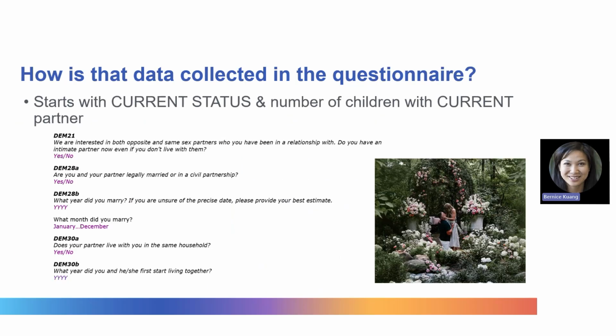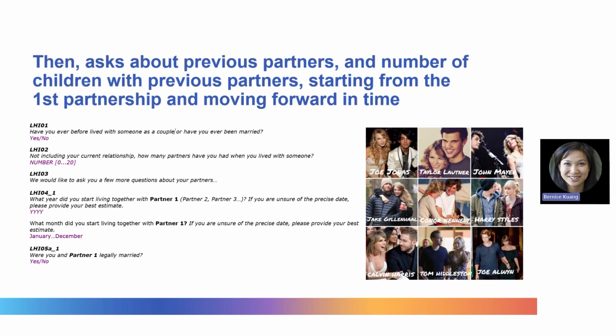First, the respondent answers questions about their current partner, if they have one, and when they moved in together, when they married, how many kids they have together, how they met. Now, after all that information about the current partner is collected, we move on to collecting historical information. The respondent then answers questions about previous partners, the dates of when they moved in together and or married, the number of children they may have had with any previous partner, starting from the first partnership they ever had and then moving forward in time.